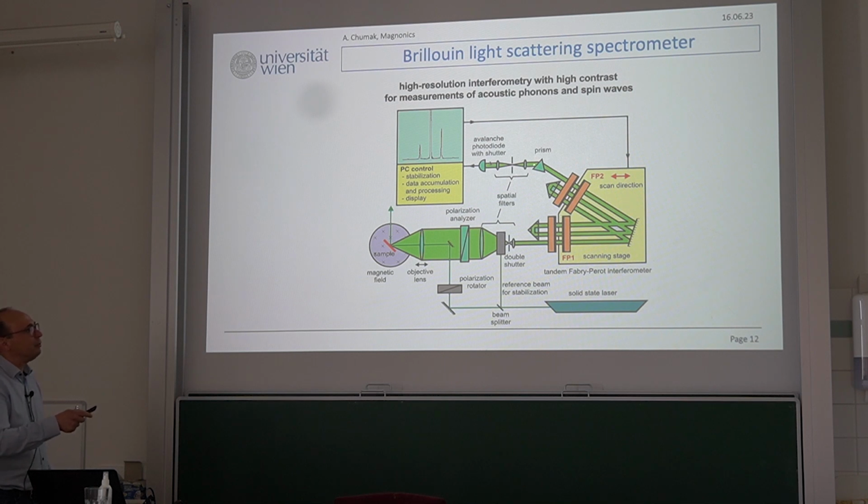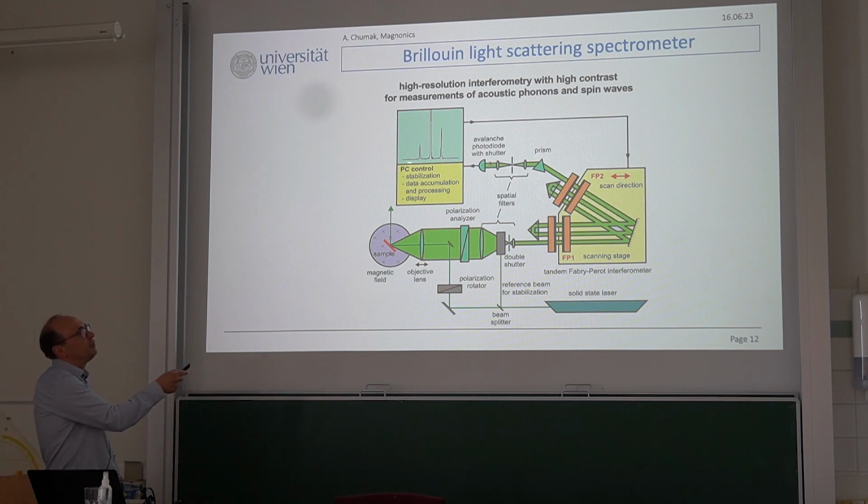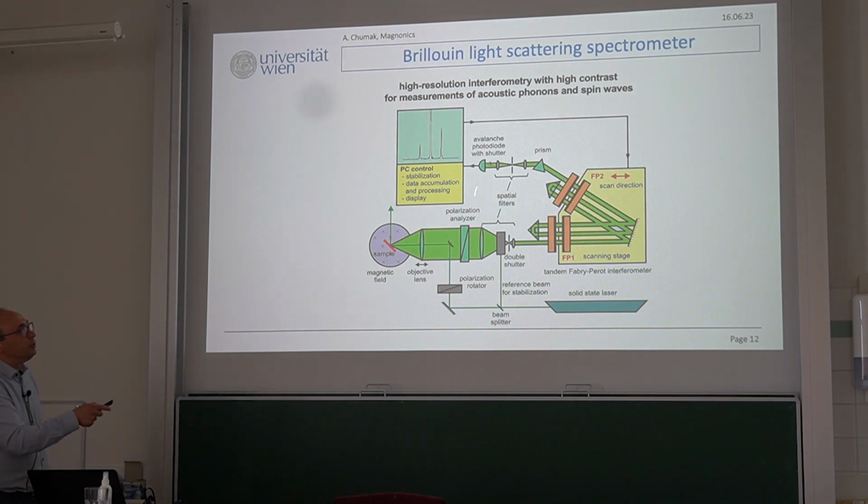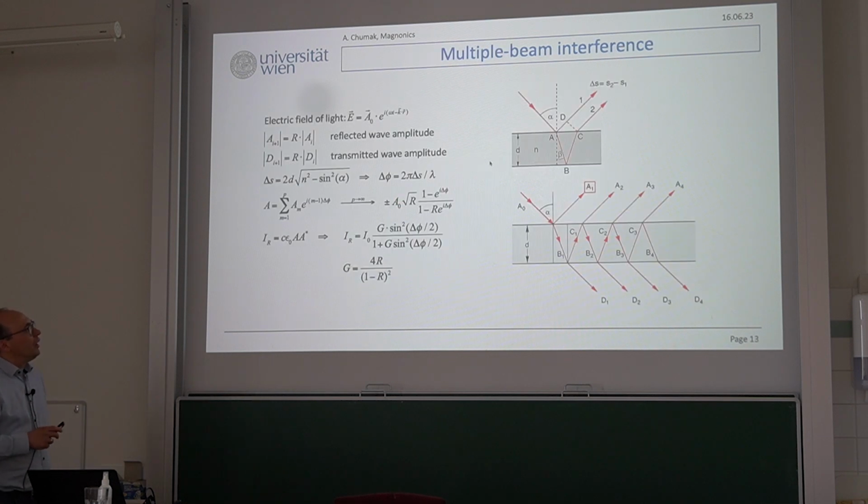Afterwards, this is a scanning interferometer, so it means that it scans frequency, and at the end you have simply a single photon detector, a semiconductor photodiode, and you more or less count how many photons at which frequency are coming to you. Then by analyzing these photons, you principally know all the information about your magnons. Let's speak a few words about the interferometer.